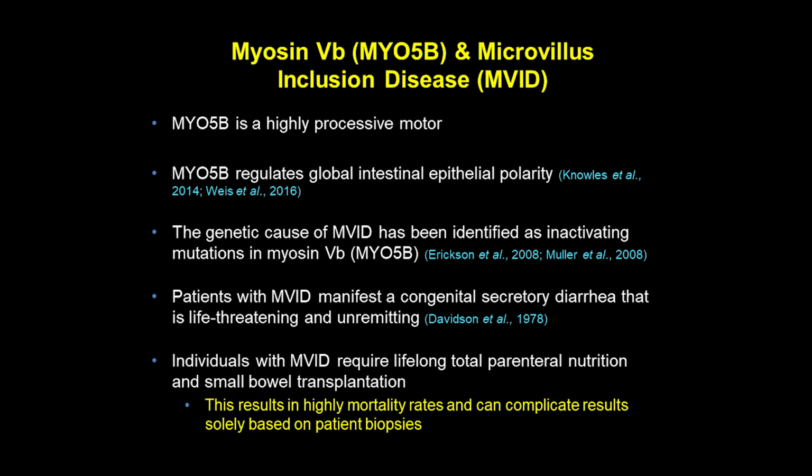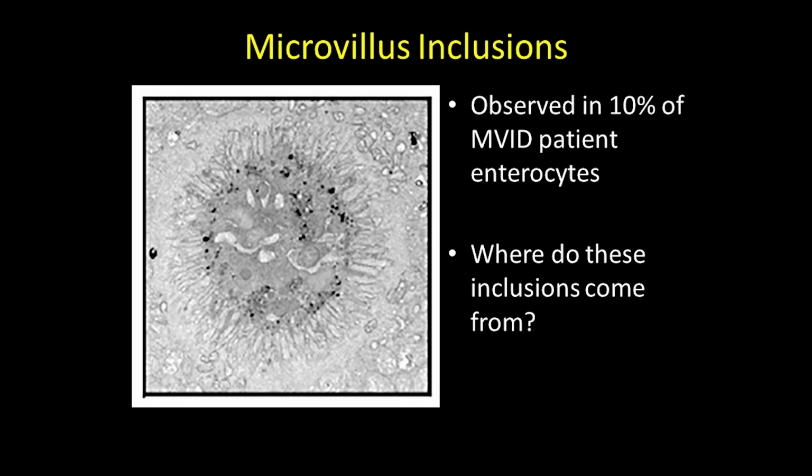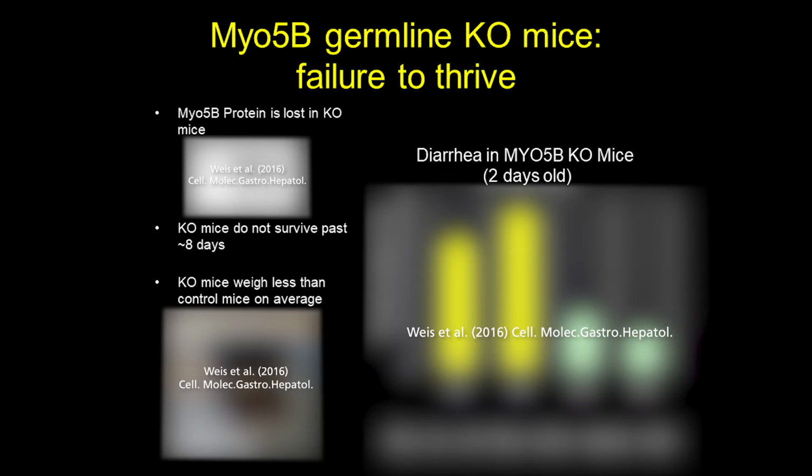The characteristic, which was described by Ernst Kutz almost 20 years ago, is these large microvillus inclusions that can be seen, although they really are only present in about 10% of the enterocytes. It's really not been clear where these inclusions come from and how they relate to the disease. Several years back, we were successful in developing a myosin 5B germline and also intestinal targeted knockout mice, but I'm going to talk only about the germline mice today.